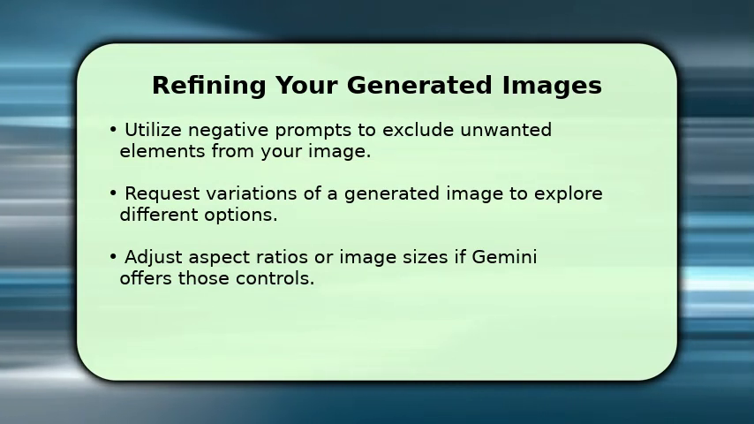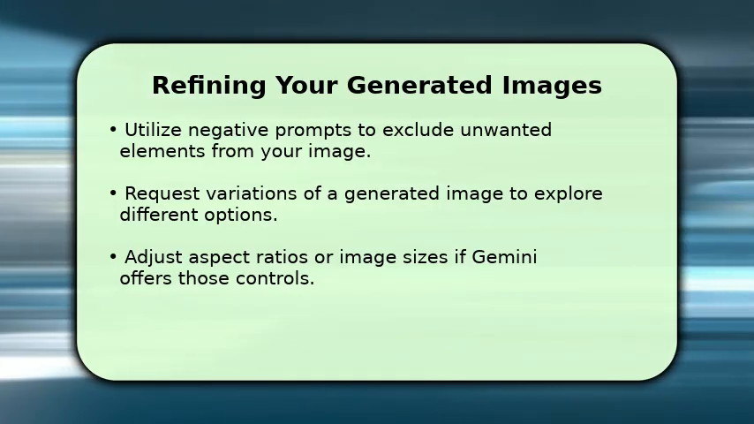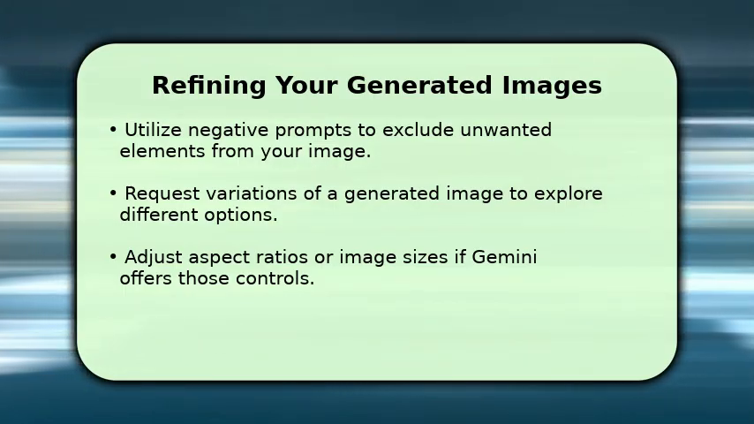Some tools allow for negative prompts, where you tell the AI what not to include, like no people or without text. You can also ask Gemini to generate variations of an image you like, providing slightly different interpretations. If available, experiment with different aspect ratios, such as 16:9 for a wide shot, or 1:1 for a square image, to better suit your needs.